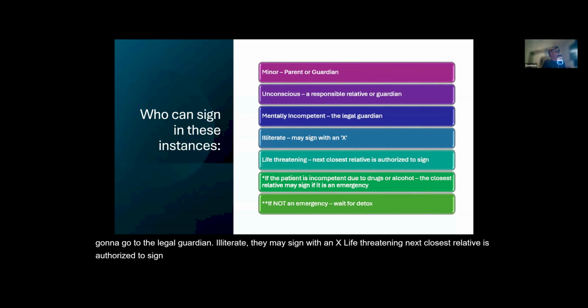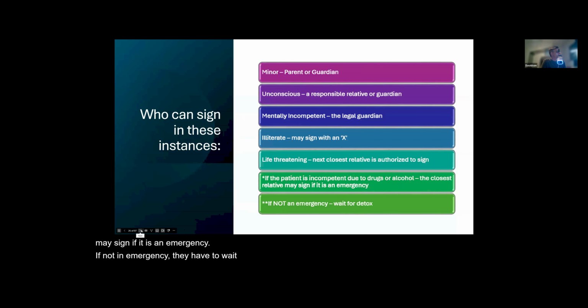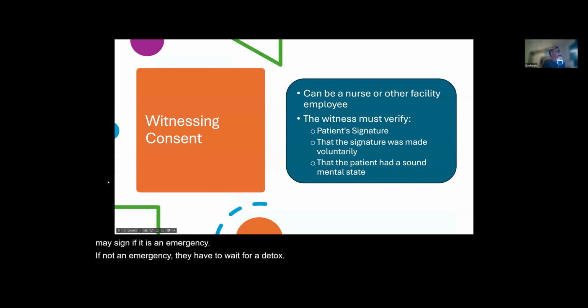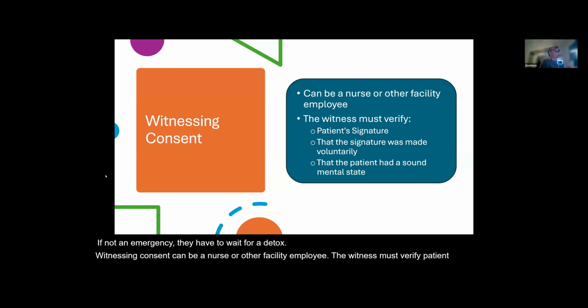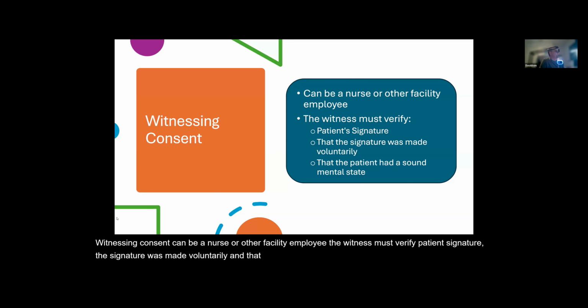If the patient is incompetent due to drugs or alcohol, the closest relative may sign if it is an emergency. If not an emergency, they have to wait for a detox. Witnessing consent can be a nurse or other facility employee. The witness must verify the patient signature, that the signature was made voluntarily, and that the patient had a sound mental state.